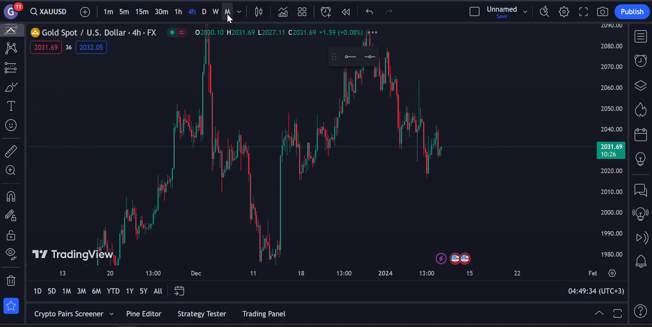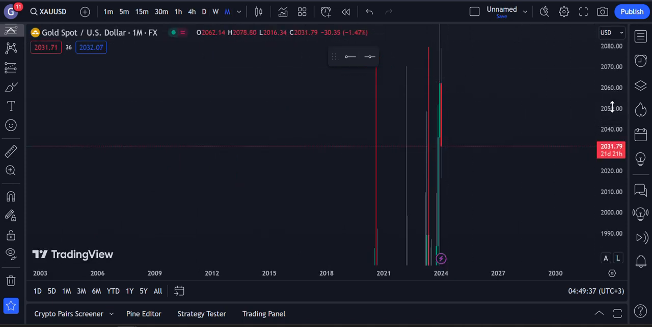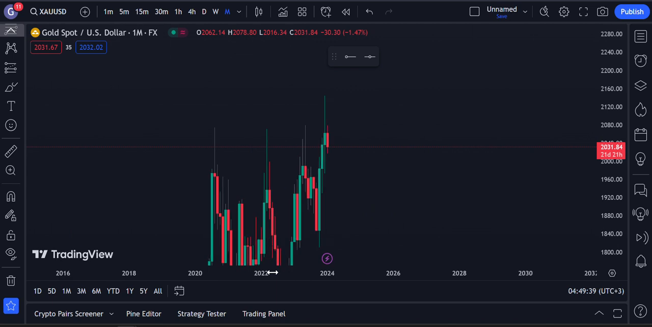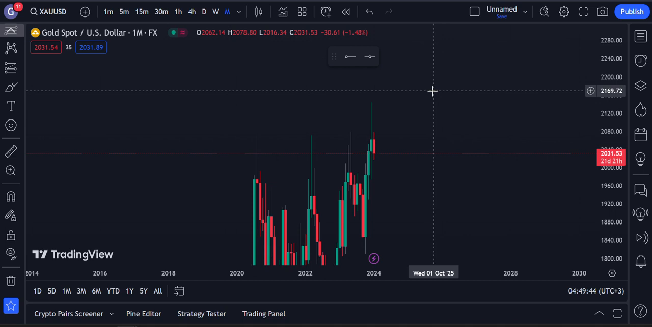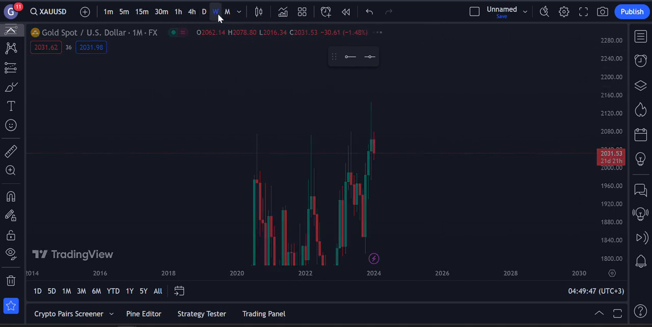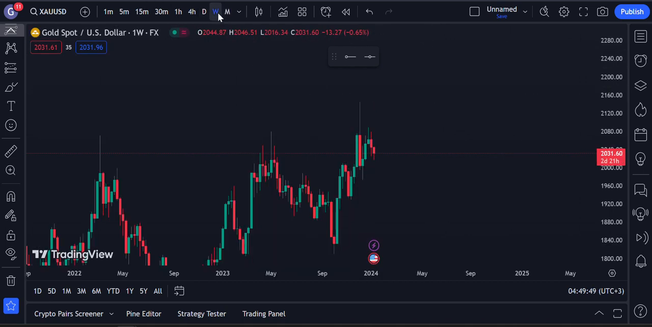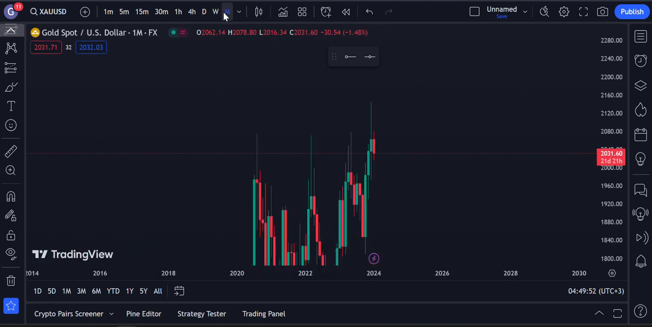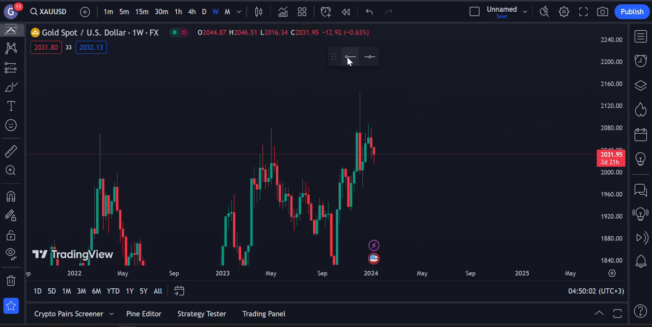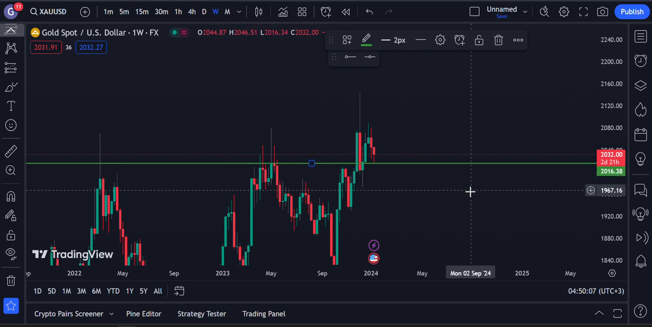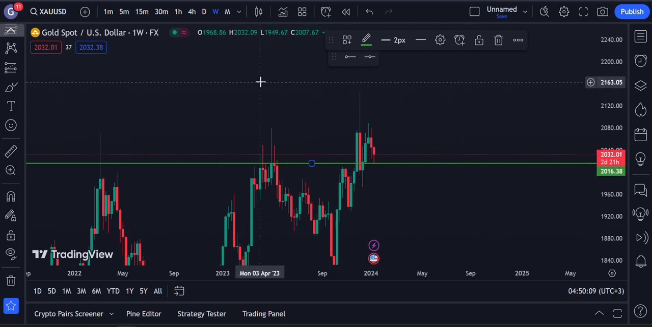And to begin with, we can have an outlook on the monthly. We can see that we are pretty bullish, but for the month so far, we are bearish, but the long-term outlook, we are bullish. Weekly, we can see that we are bouncing off a resistance at 2016.